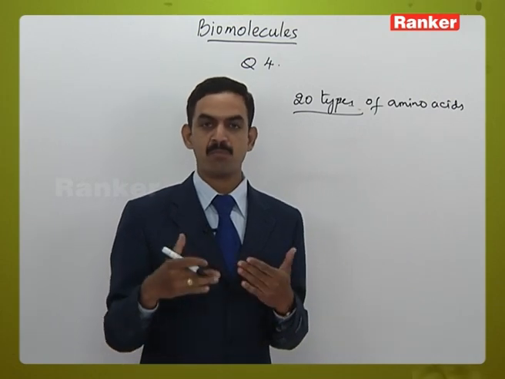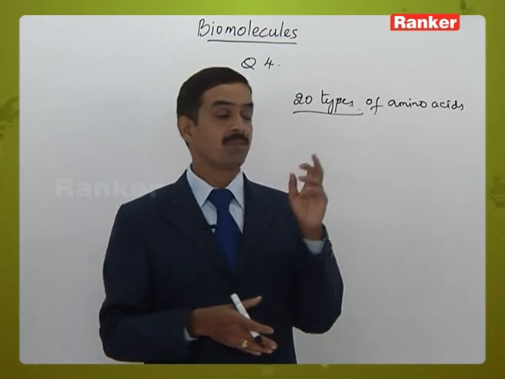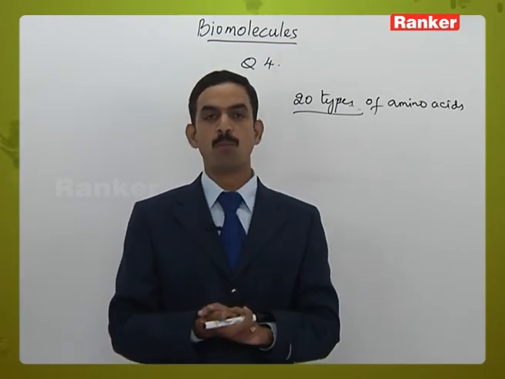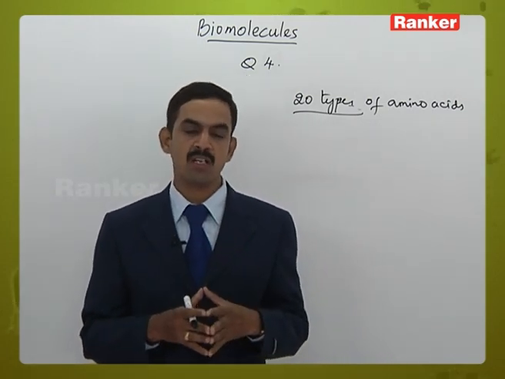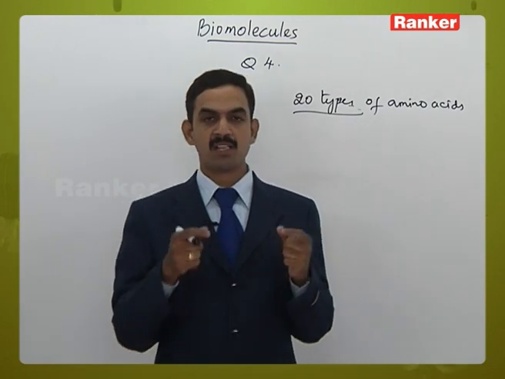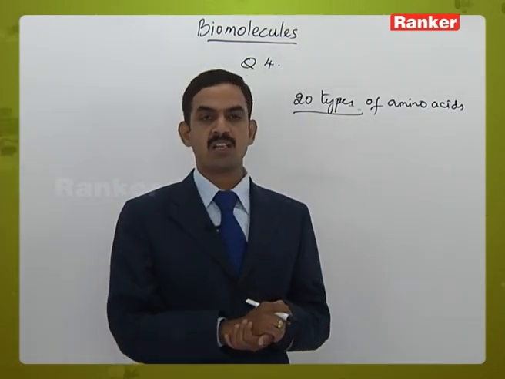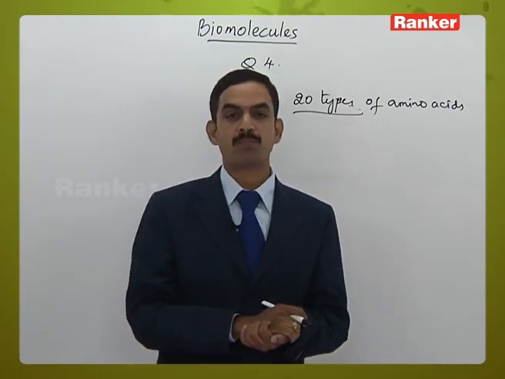N number of times means many times. If similar types of amino acids are there in one protein, we call it a homopolymer. If different types are there, we call it a heteropolymer molecule. And how is the protein formed into a chain-like structure? It is by a special type of strong bond called a peptide bond.